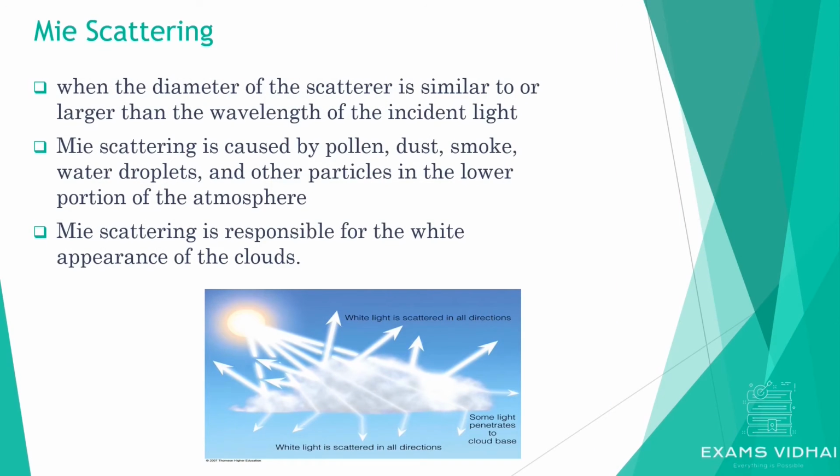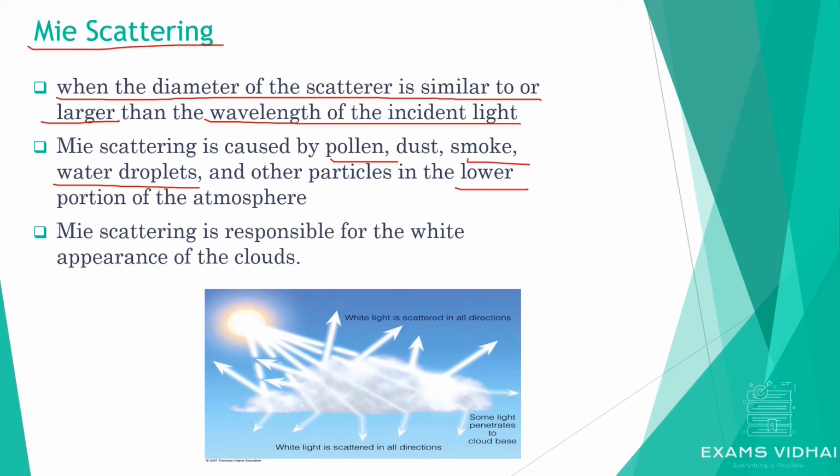So let's come to Mie scattering. When the diameter of the scatterer is similar to or larger than the wavelength of the incident light, then this kind of scattering occurs. Mie scattering is caused by particles which are a bit larger in size, such as pollen, dust, smoke, water droplets, and other particles which are present in the lower portion of the atmosphere. This kind of scattering is responsible for the white appearance of clouds.